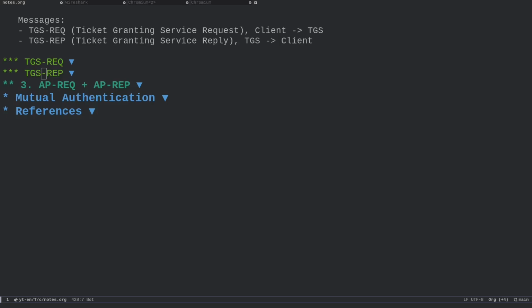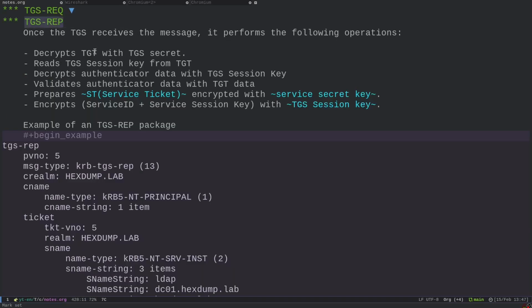So at this point, we can analyze the point of view of the TGS to prepare for the TGS reply. Once the TGS receives the message, the KDC has to generate the service ticket, which is the responsibility of the ticket granting service component of the KDC. So once the TGS receives the message, it performs the following operations. It decrypts the TGT with the TGS secret, so with the KDC long-term secret. It reads the TGS session key from the TGT.